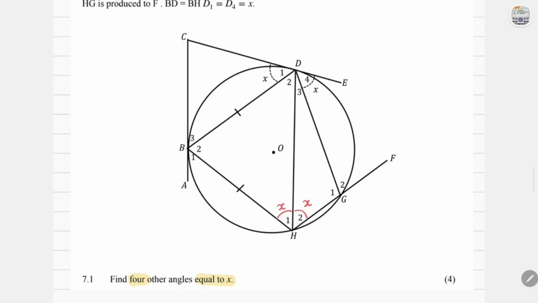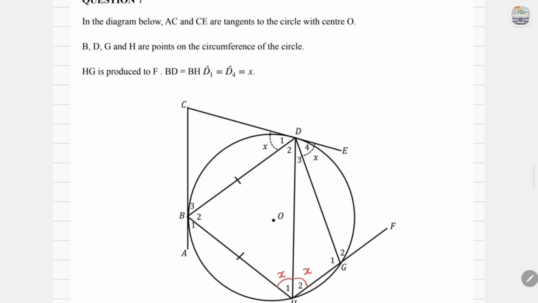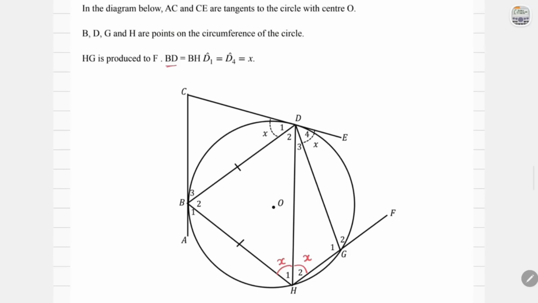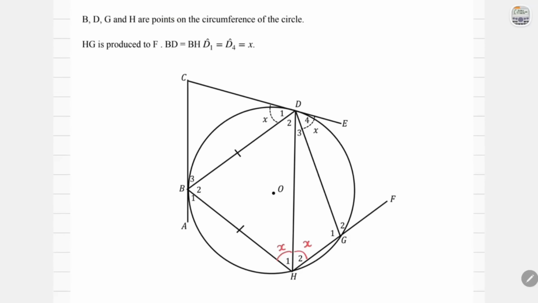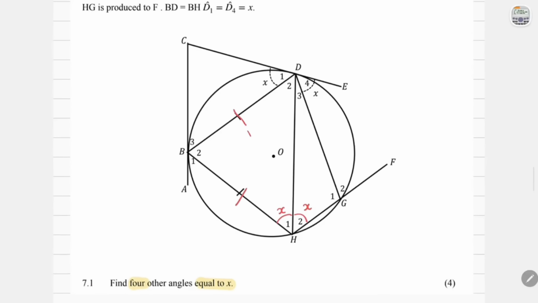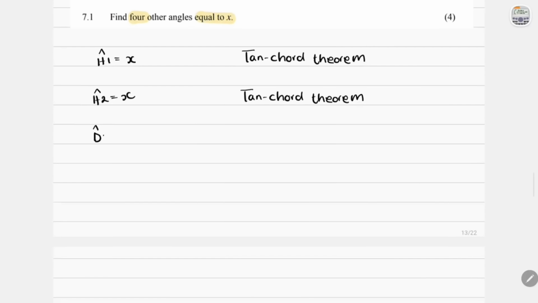Okay, and then what else do we have? Well, let's just focus on the things that they told us, the special things. We've used the tangents, okay? There's no angle on this side, so we can't really use that tangent. But they did tell us that BD and BH were equal. Since those lines are equal, we have an isosceles triangle here, and then that would mean that the angles opposite their equal sides would be equal. So if this is x, this is also x. So we can see that angle D2 is equal to x because angles opposite equal sides are equal. So angle D2 equals x, and put our reason.